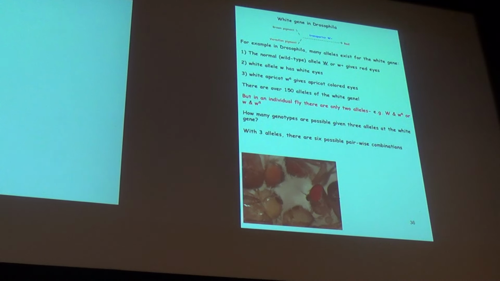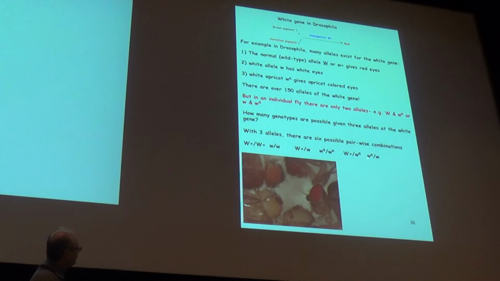Well, with 3 alleles, in pairwise combinations, you have basically 6 different possible combinations. You can have big W, that would be a red colored eye. You would have little w, that's a white colored eye. You could have little WA, that's an apricot colored eye. You'd get a big W with a little WA. This would also be a red colored eye.